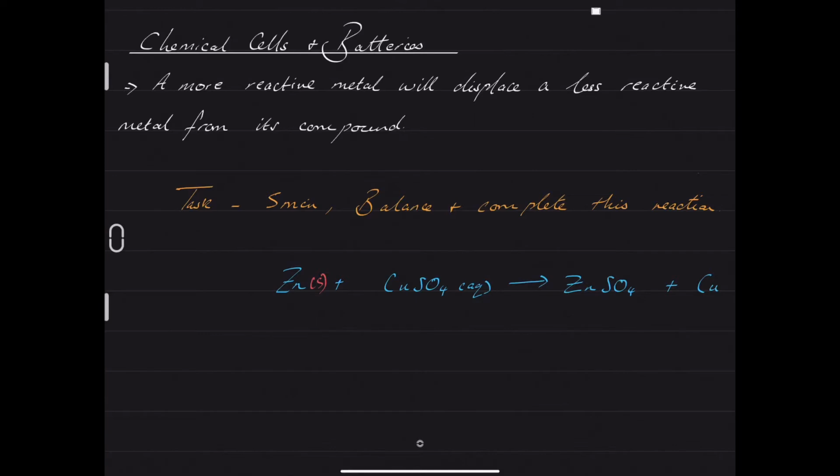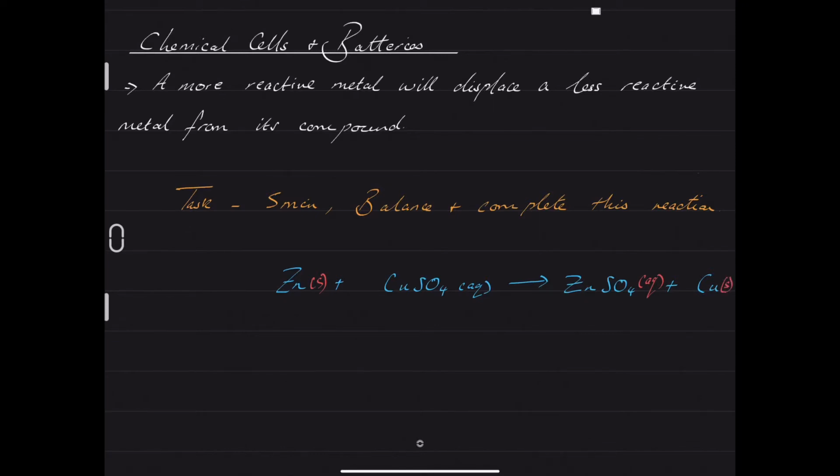Copper sulfate was given as an aqueous solution, so that was fine. Zinc sulfate, based on our acid and alkali reactions, you should also have put down as aqueous. Let's do that again. It should be aqueous also. Copper, on the other hand, should have been placed as a solid state.